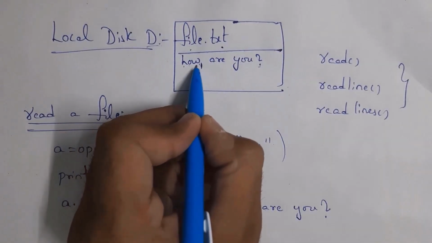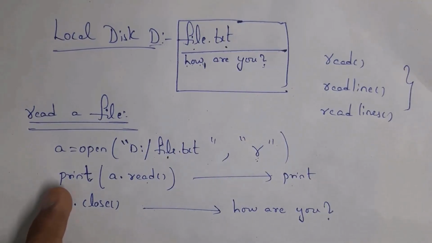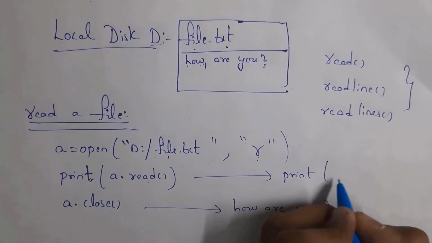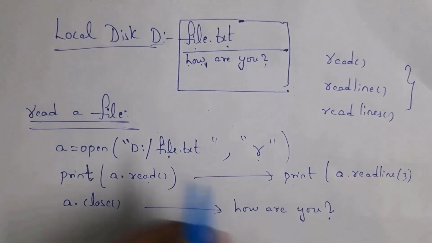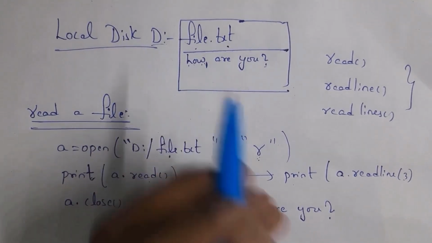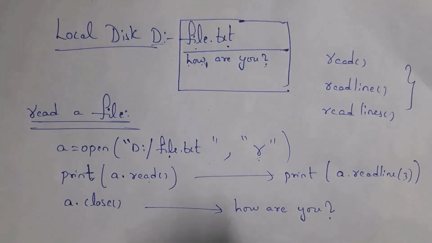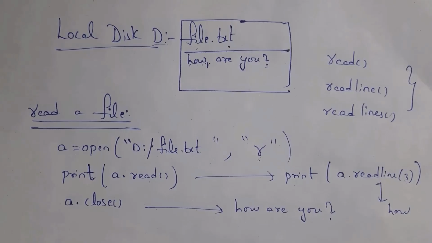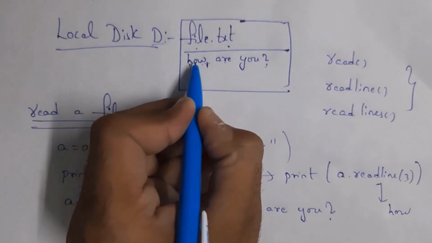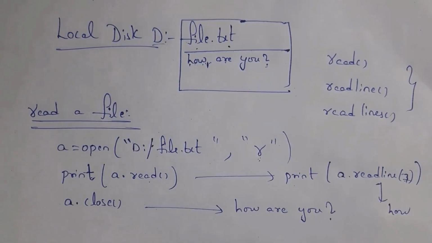Total there are 3 characters. In order to print only first 3 characters, you can use readline method. Just in place of writing print a.read, just write here print a.readline of 3, because I want to read only first 3 characters, that is how. So whenever you run this code, you will get output how. Guys, in this text file, even space is also considered as a single character. For example, I want to print how are. So h is 1 character, 2, 3 and space 4 characters, 5, 6, 7. So whenever you write print a.readline of 7, you will get output how are.